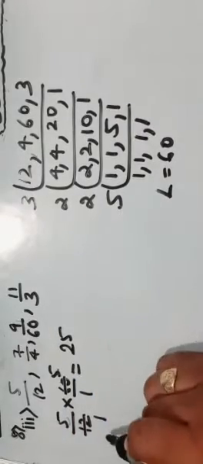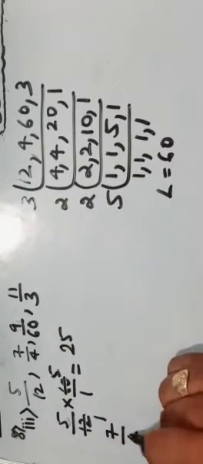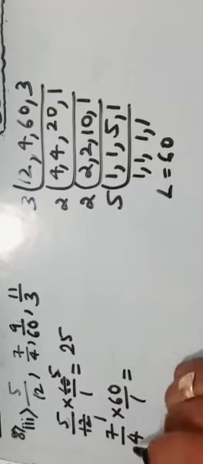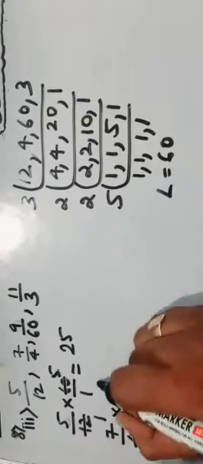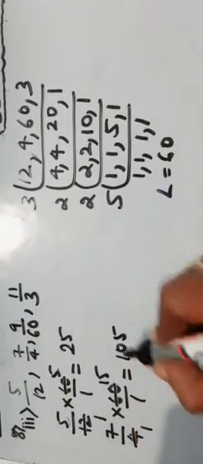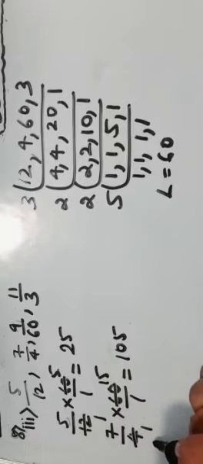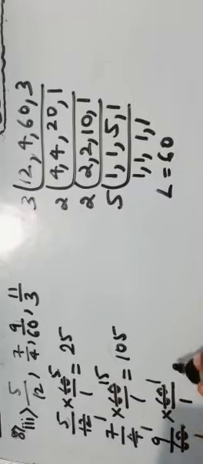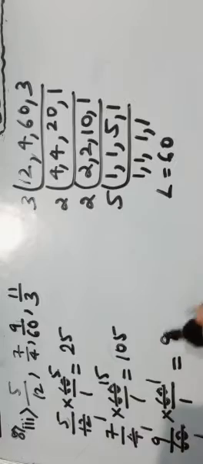Then we have the second rational number is 7 by 4 into the LCM 60. 4 ones are 4, 15s are 60, 15 sevens are 105. Then we have the third rational number, that is 9 by 60 into the LCM again, which is 60. 60 ones are 60, ones are 9, ones are 9.